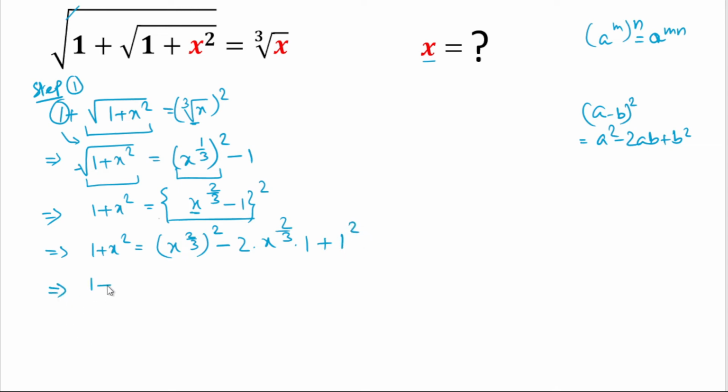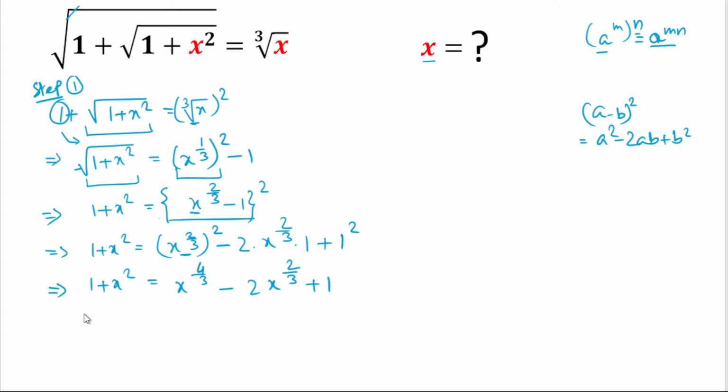It is 1 plus x square in the left hand side, that is equal to, here again it is in the form of a raised to the power m and it is powered by n, and we can write it as a to the power mn. So we'll multiply the powers here, then we'll get x raised to the power 4 over 3, minus 2 times x raised to the power 2 over 3, plus 1 square is 1.